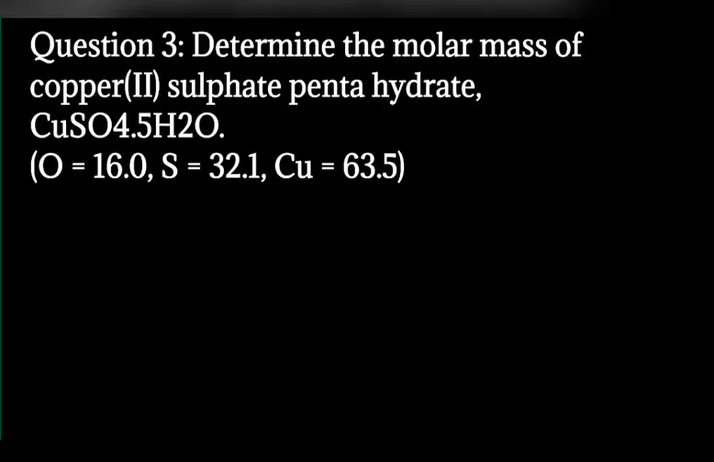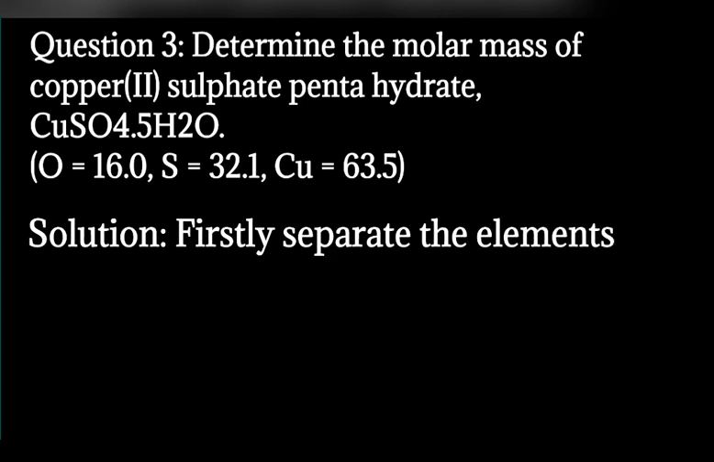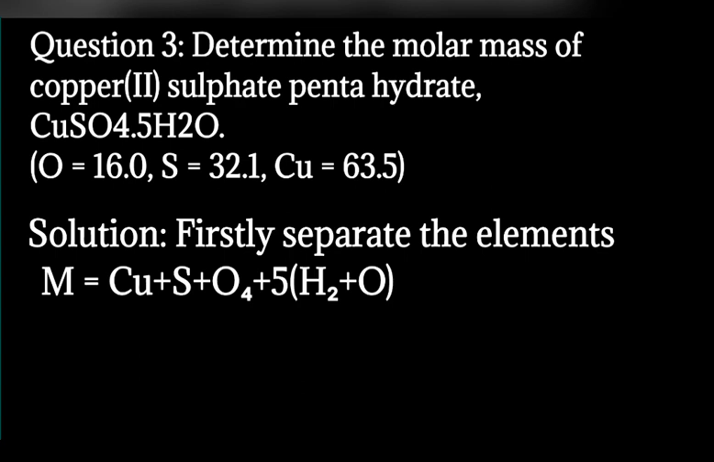Now let's consider those with water of crystallization such as copper sulfate pentahydrate. In this case, the dot there symbolizes an addition sign as well. So just follow the normal procedure and separate everything you have there. Copper is 63.5, sulfur is 32, hydrogen is 1, and oxygen is 16.